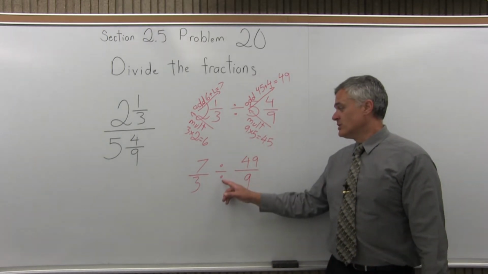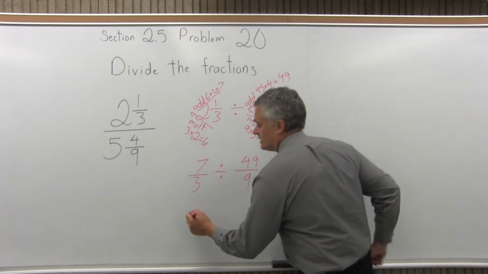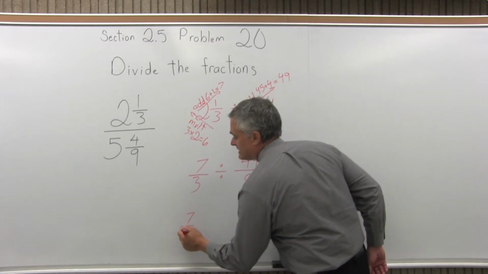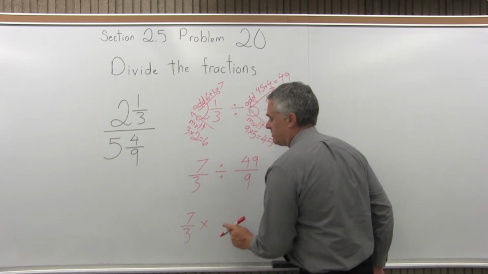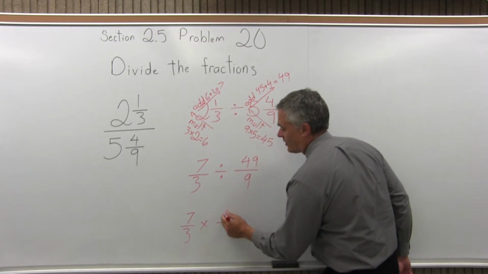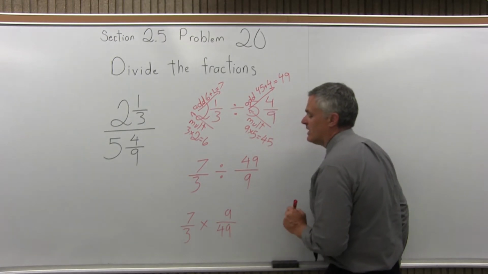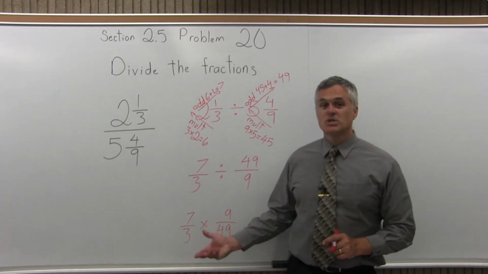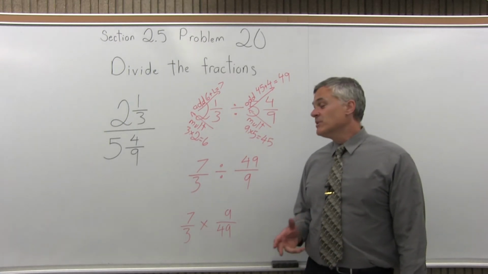Now what I will do is rewrite this problem again as a multiplication. So the first fraction, 7/3, can stay 7/3. The division gets changed to a multiplication, and the second fraction, the 49 over 9, is inverted and changed to 9 over 49. And now I can multiply. Top times top, bottom times bottom. I can get the answer, and it would have to be reduced.